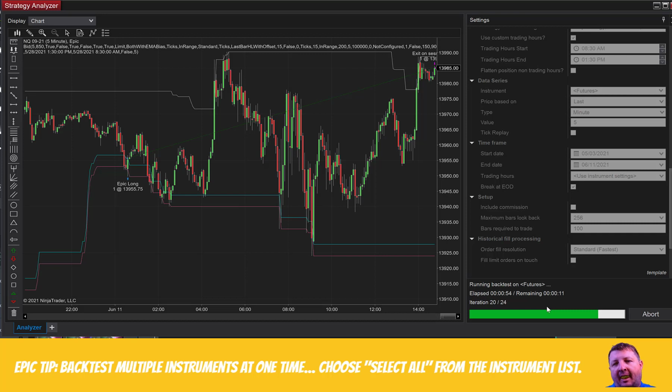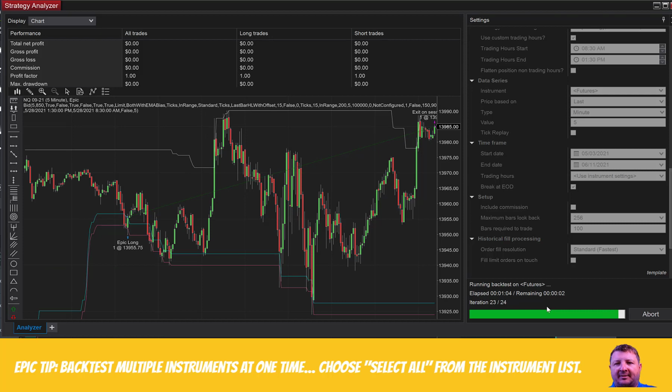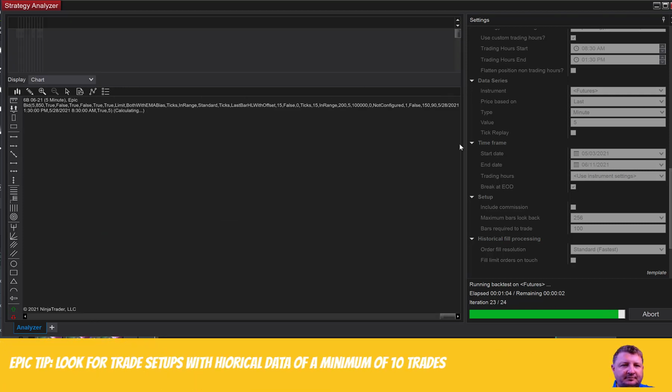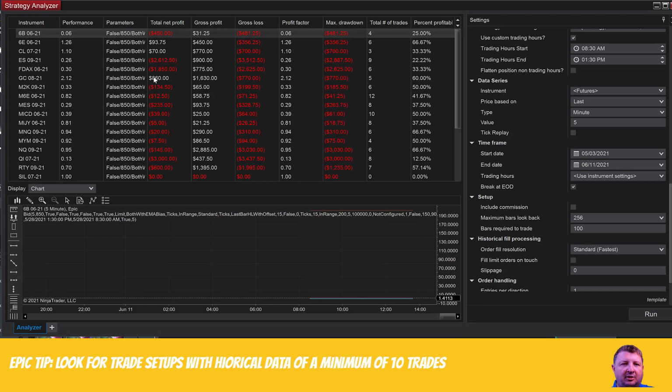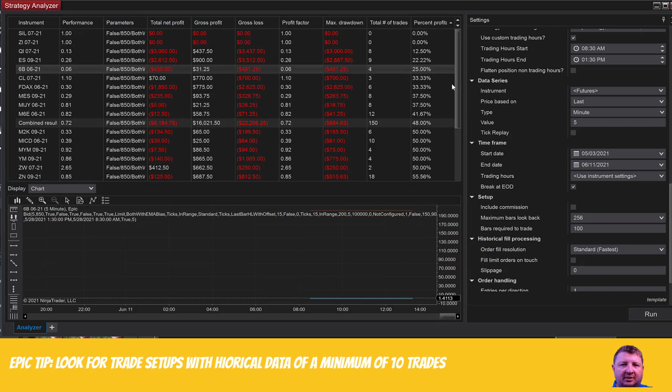It's kind of optimizing in a way, in the sense that it's going to run all of these scenarios against all of those instruments. But we're going to get into optimizing next, so I'll leave you with that tip. It's something I like to use because now, with that exact setup, you're able to see all of the instruments, and we can start to look at which ones are the most profitable.